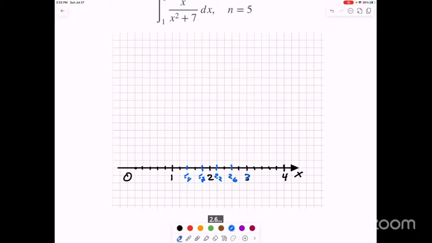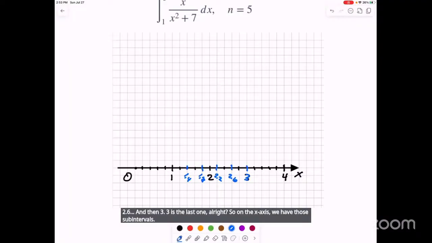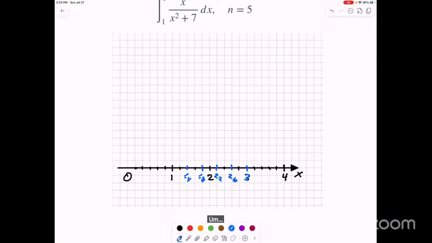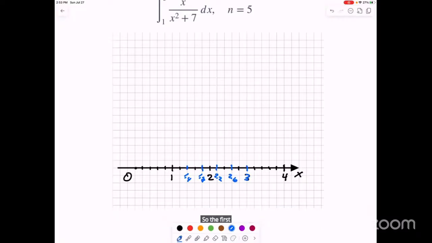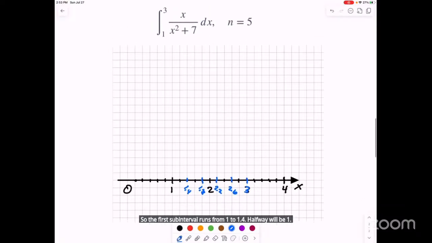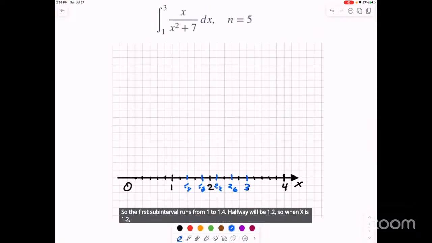And then 3. 3 is the last one, right? So on the x-axis, we have those subintervals. So then what we want to do is find the corresponding y for each subinterval, but we're going to do it based on the midpoint, right? The midpoint formula, so we're going to use halfway between each subinterval. So the first subinterval runs from 1 to 1.4. Halfway will be 1.2. So when x is 1.2, we want to find the corresponding y.